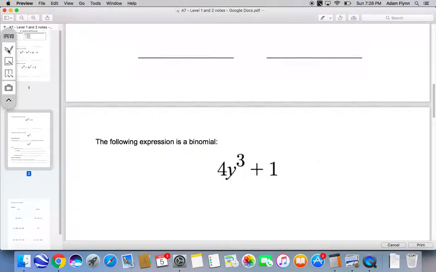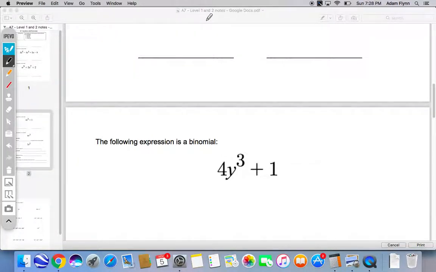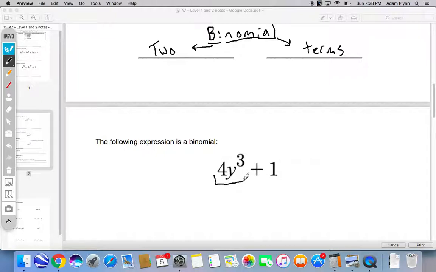So let's take a look at this one. We'll also be dealing a lot with binomials. Where nomial means terms, and bi, or you think of something like bicycle, means 2. So the following expression is a binomial. We have 4y cubed plus 1. One term, 2 terms.